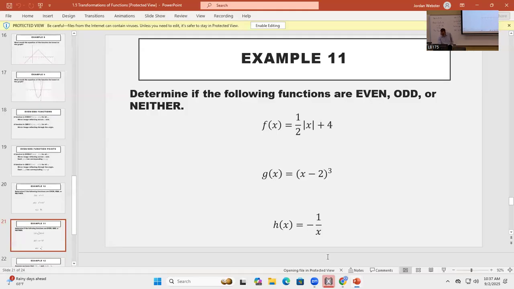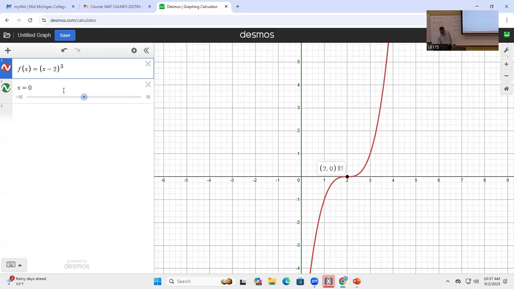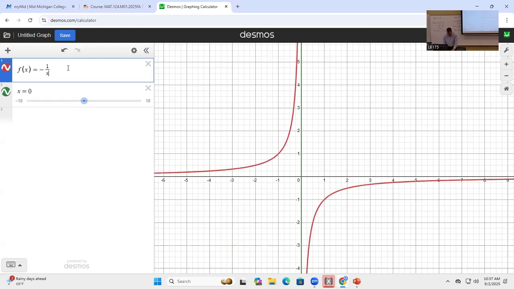And then the last, negative 1 over x. Again, you could probably do either. Doesn't matter. Is that even, odd, or neither, based on the graph? Yeah, that one's odd. Reflect through the origin, everything matches up. Symmetric with respect to the origin.